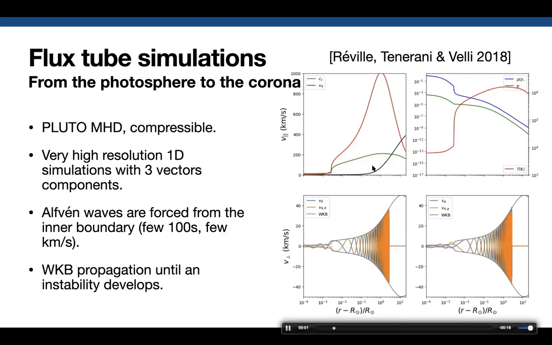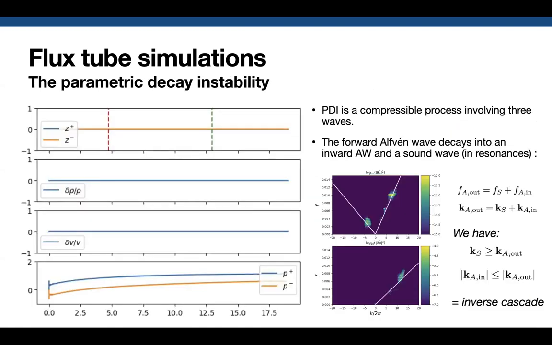And if I show a movie, you see the structure, so you have the speeds, the fast magnetosonic speed. Here you have the wind speed, the sound speed, you have the temperature, so going to the transition region. And when I launch the waves, at first they start to follow this gray line, which is the WKB profile. But then something happens. I mean, it's not so clear in this panel, but if you look at the wind speed and at the fast magnetosonic speed, you see that there are some perturbations, and actually there is a compressible process occurring. And this compressible process is the parametric decay instability.